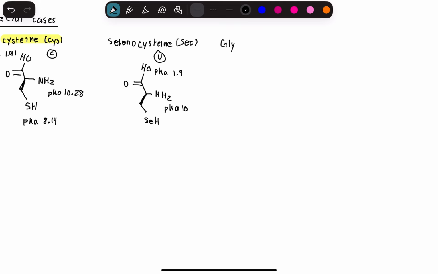Now we have glycine, also abbreviated as GLY. This is going to be a G, and here you have HO, and this is going to be O here. You have NH2, that's going to be pKa of 9.58. This is going to be a pKa of 2.34.